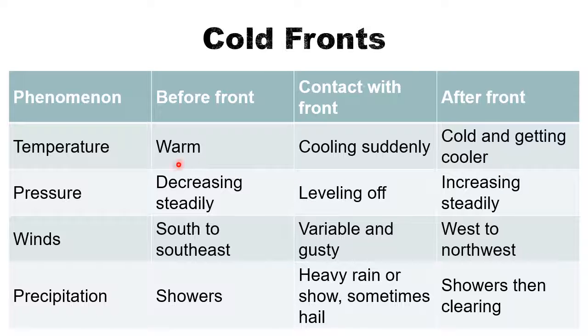With pressure, it decreases steadily before the front, levels off at the front, and then increases steadily after the front. Our winds, they're either from the south or from the southeast before, variable at the contact, and then from the west or from the northwest after the front. Before the front, you might have showers. Contact with the front, you have heavy rain or snow, sometimes hail. Afterwards, you're going to have showers, then clearing.